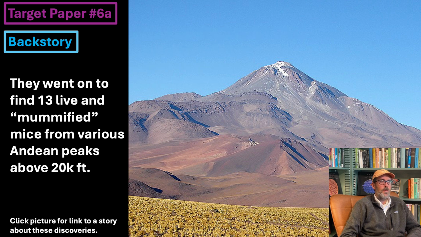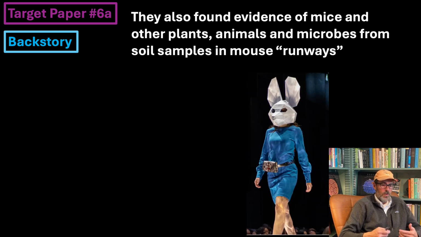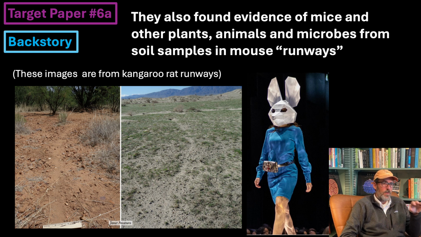They looked in soil samples too. They found 13 live and mummified mice from various Andean peaks above 20,000 feet. And they also sampled soil on runways, where kangaroo rats around here make these paths and they have the common trackway where they normally run. They scooped up the soil in those runways and did soil DNA analysis looking for other organisms, and they found a bunch. I'm not going to go into those details. Mostly I'm interested in the hemoglobin from the high elevation and low elevation, and also how these mice are related. So they did find evidence of mice and other plants, animals, and microbes, of course, from these soil samples in runways.